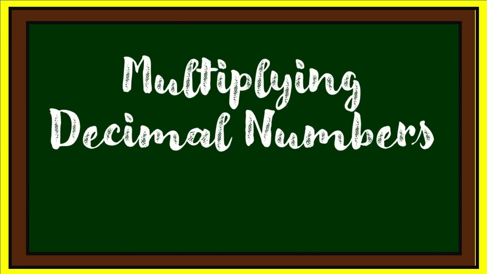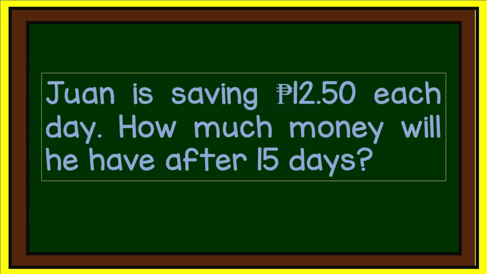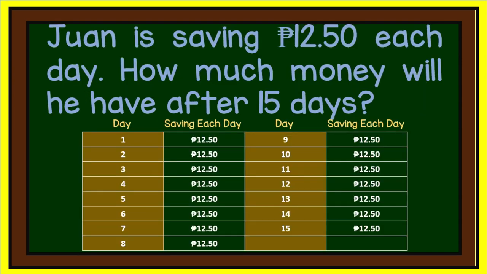Magandang araw mga bata! Ang pag-aaralan natin ngayon ay tungkol sa multiplying decimal numbers. Juan is saving 12 pesos and 50 centavos each day. How much money will he have after 15 days? Para ma-solve natin ang problem na ito, tignan natin ang table na ito. So, sa loob ng 15 days, ay nagtabi si Juan ng 12 pesos and 50 centavos kada araw.